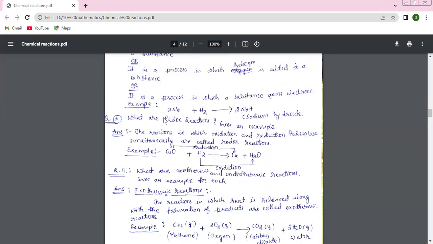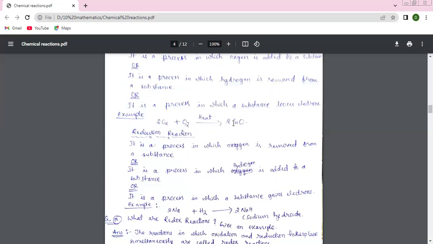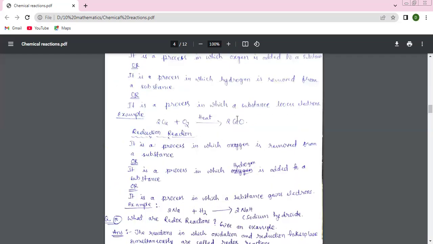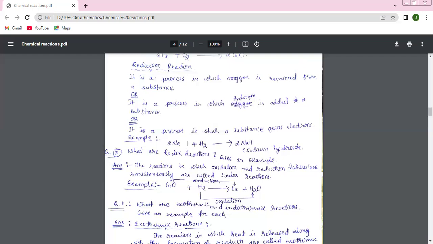You can see here, this sodium mixes with hydrogen to form sodium hydride. Here hydrogen is added to the sodium to make sodium hydride. But in the previous example, oxygen was added, and here hydrogen is added. So that is the difference, and hence this is a reduction type of reaction, whereas the other is an oxidation type of reaction.